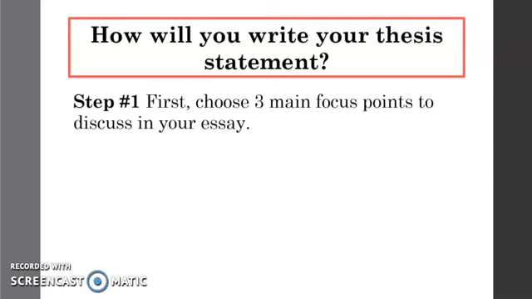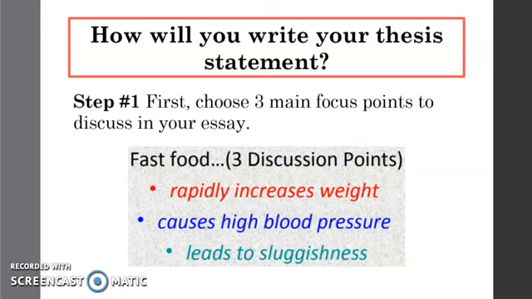Step 1, first choose 3 main focus points to discuss in your essay. Say, for example, this one. So we will use fast food as an example. You will think of what are the 3 discussion points that I can write about fast food. It could be rapidly increases weight, causes high blood pressure, leads to sluggishness.